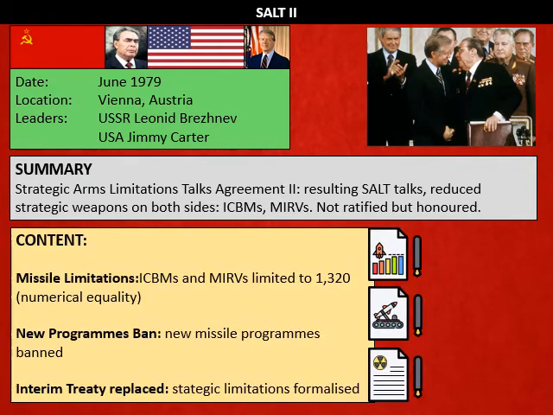And here's what they agreed. Absolute equality in the number of missiles that they had, and that included MIRVs this time. A testing ban on new programs, and the interim treaty of SALT I was formalised, and the strategic limitations of how a nuclear war would be fought were made permanent.